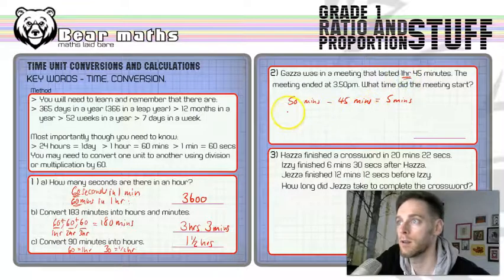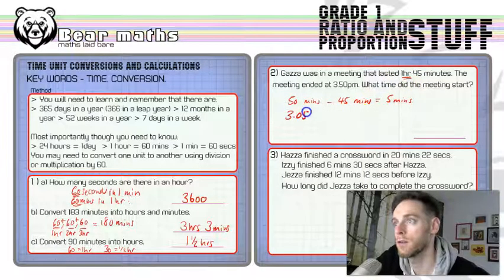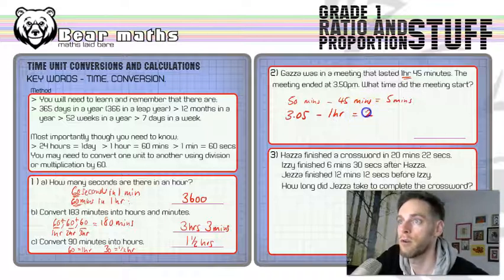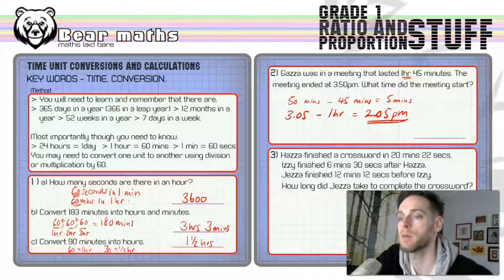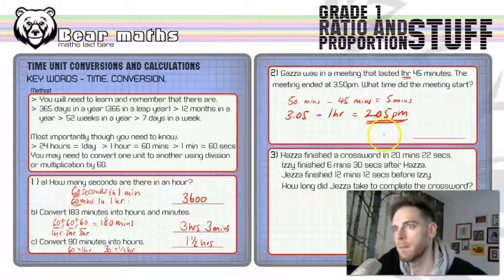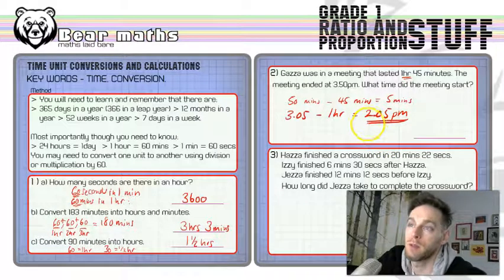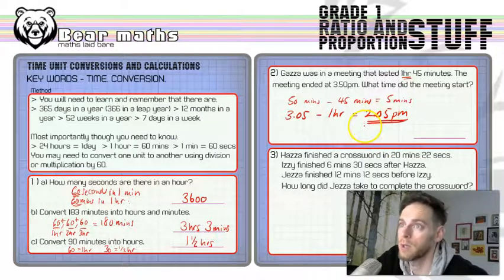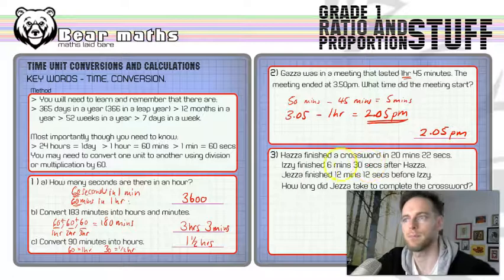All right, so I'm going to go 3:05 minus 1 hour is equal to 2:05. All right, and that is PM. It's very important we put the PM on the end because if we had it as a 24-hour clock, that would be okay. We wouldn't need to put the PM on the end, but this is a 12-hour clock, right? So 2:05 PM is the important answer that we use. And that's that.